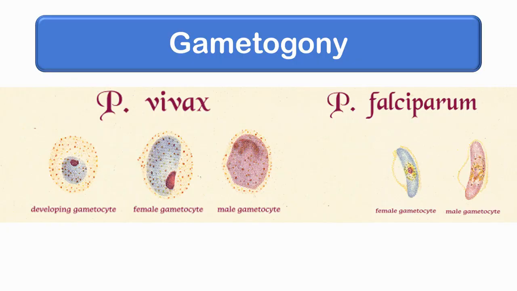Now coming to gametogony. After a few erythrocytic cycles, some of the merozoites that infect RBCs do not proceed to become trophozoites or schizonts, but instead develop into sexually differentiated forms, the gametocytes. They grow in size till they almost fill the RBCs, but the nucleus remains undivided. Development of gametocytes generally takes place within the internal organs, and only the mature forms appear in circulation.